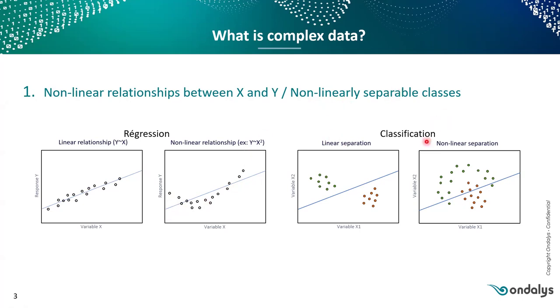In the case of classification also, sometimes we can have a linear separation between classes or groups, but it can happen that the separation which would be required, here in the last picture, is nonlinear. And so again, a linear model in this case would not be able to correctly discriminate these two groups.